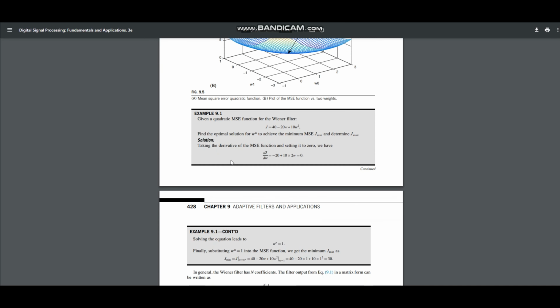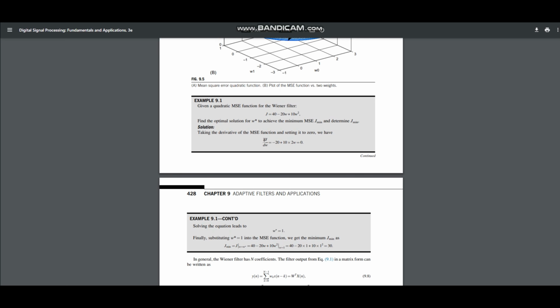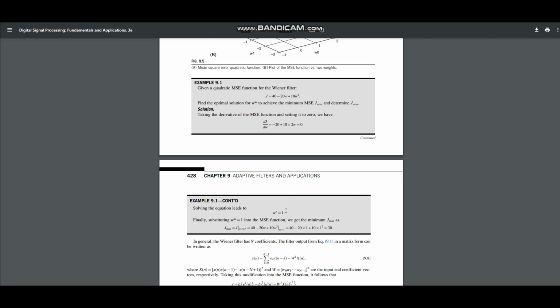And moving forward, we have this example in which we have been given a quadratic mean squared error function for the Wiener filter, and we have to find the optimal solution omega prime to achieve the minimum MSE, J minimum, and determine J minimum. For this, we take the derivative of the MSE function and set it to 0 to find the value of omega. Then we substitute the value of omega prime into the equation, and we find the value of J minimum.